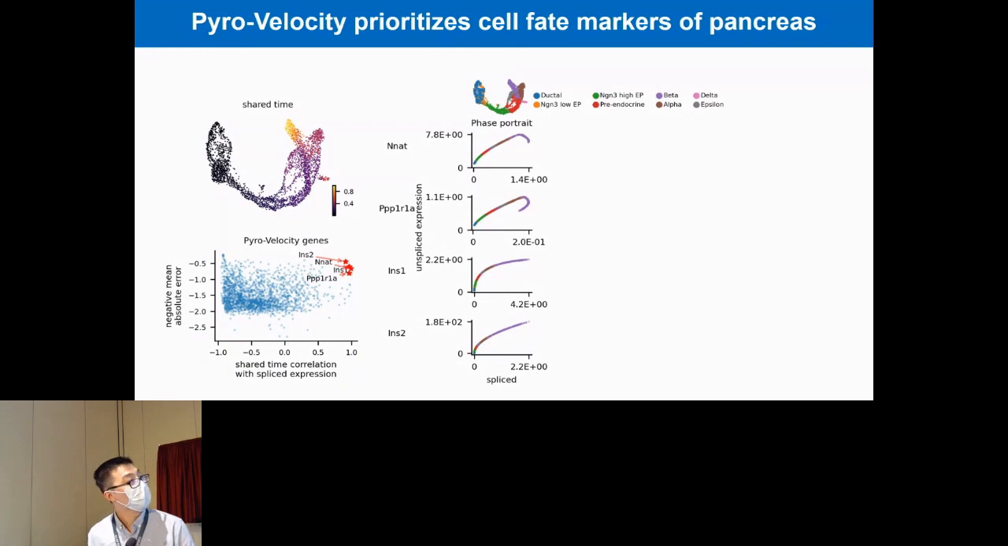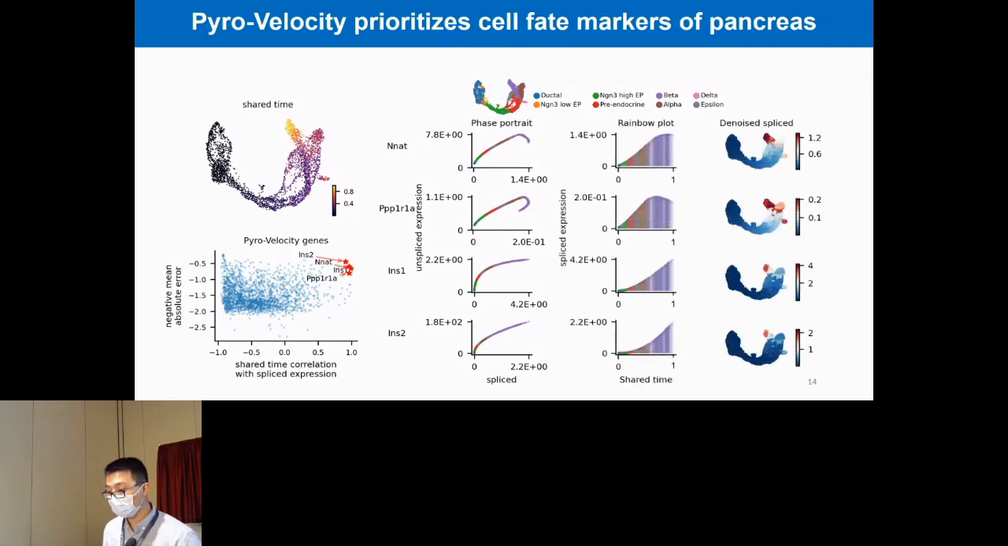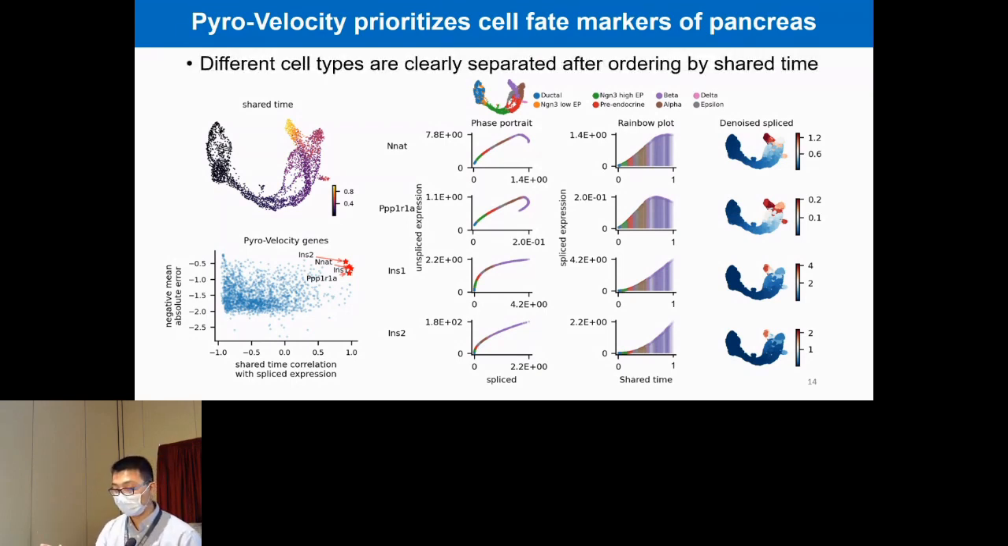And we try to create a new visualization, which is called the rainbow plot. We order the cells along the x-axis, which is the shared time. The y-axis is still the gene expression from the spliced counts. And again, we can clearly see there is a strong pattern of gene expression increasing along the cell type, and the different cell types can be clearly separated after ordering by the shared time.